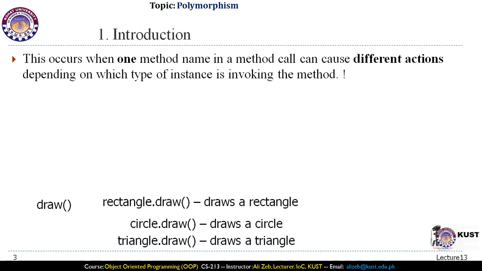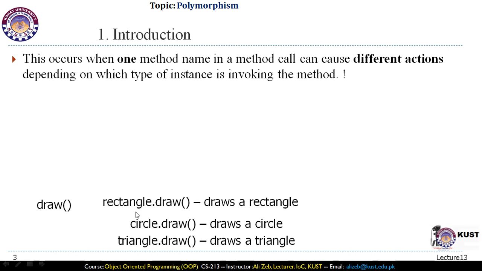The idea is that the name of the method is the same, but the output of the method is different based on the calling object. Each method call is causing a different action. The first call is drawing a rectangle, the second call is drawing a circle, and the third call is drawing a triangle. So it depends on the type of the object that is calling that method, and the resultant action will be according to the calling object.